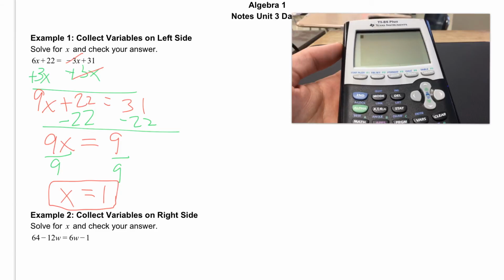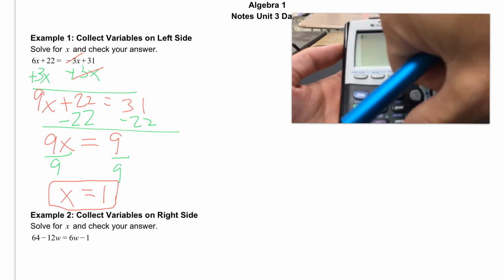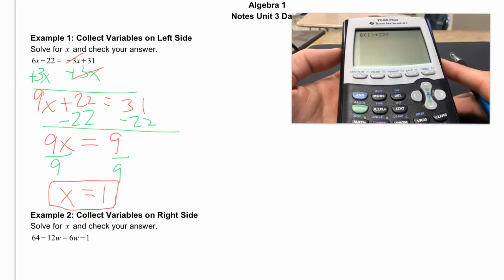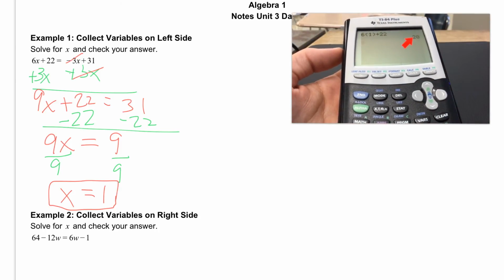In order to check it, I have to do both sides, and then I'm going to compare them on my calculator to make sure I have the same thing. So in my calculator, I'm going to come back to the left-hand side, and I have 6. And then I want to multiply by the variable that I found for x, which was 1. So in parentheses, I'm going to type in 1. And then I have the plus 22. So plus 22. And then I'm going to hit enter. And you can see that I get 28.